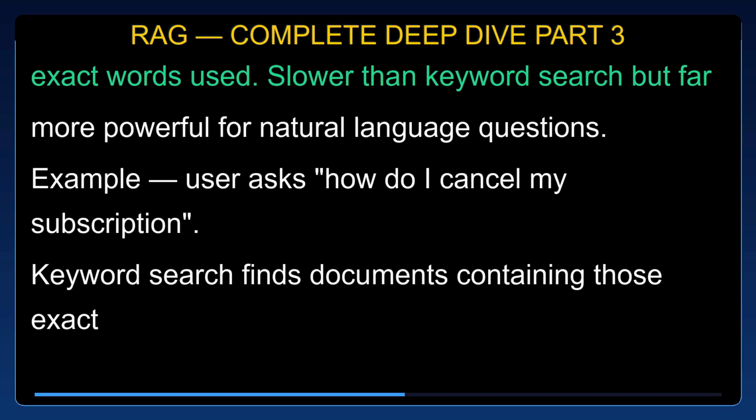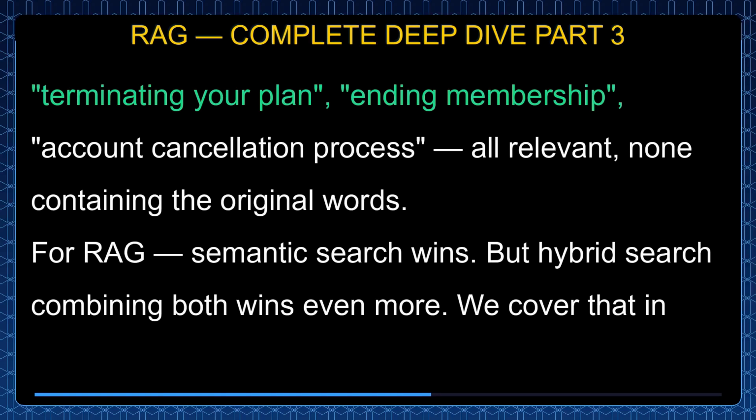Example. User asks, how do I cancel my subscription? Keyword search finds documents containing those exact words. Semantic search also finds documents about terminating your plan, ending membership, account cancellation process, all relevant, none containing the original words. For RAG, semantic search wins, but hybrid search combining both wins even more. We cover that in part 4.